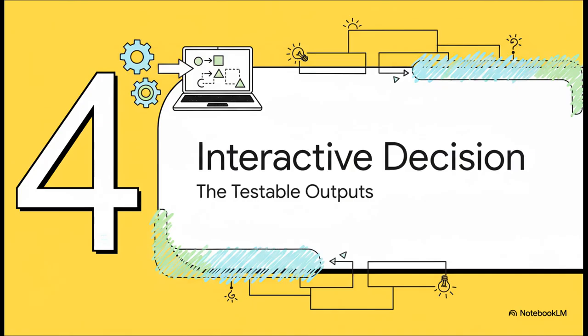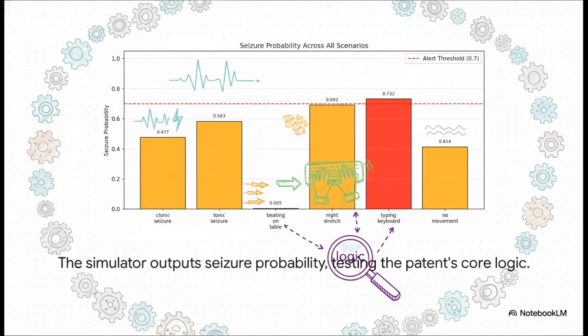So this brings us to the real payoff. What can you actually do with this executable thing? Well, it's all about interactive decision support. So instead of just reading about how the system should work, you can now see it in action. This chart shows the simulated seizure probability for each of those 6 scenarios. You could immediately see how the system's logic tells the difference between something like typing and a real seizure.